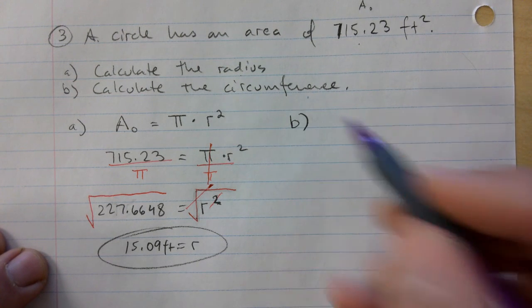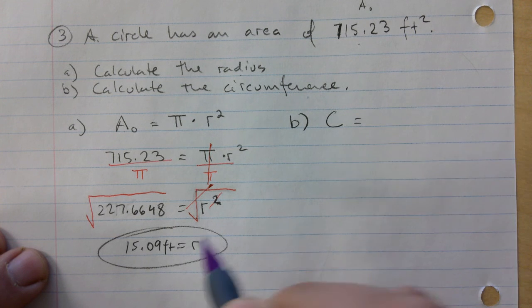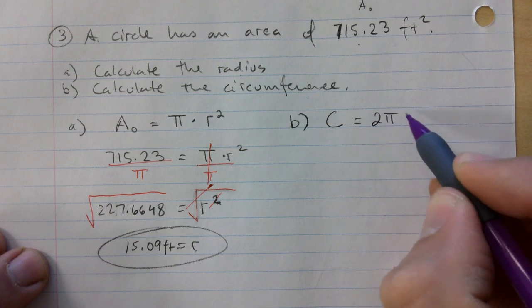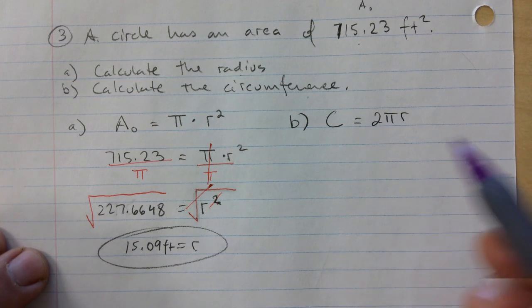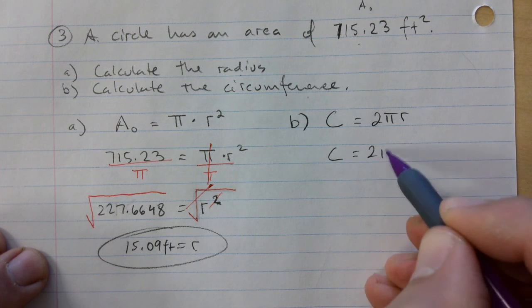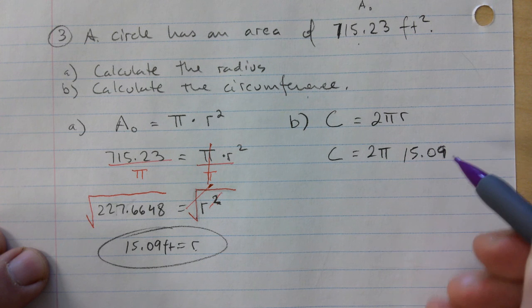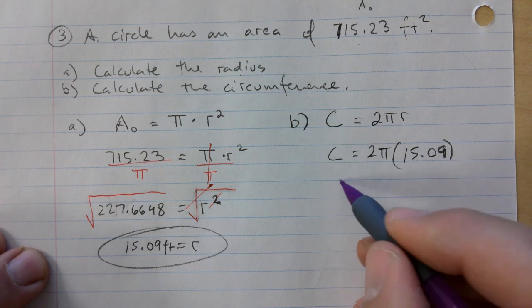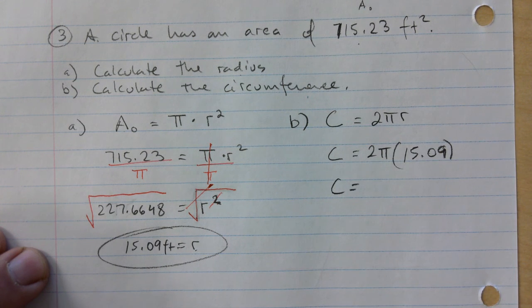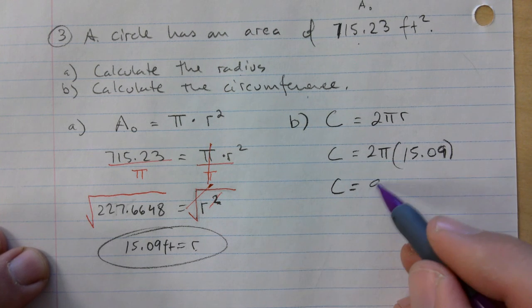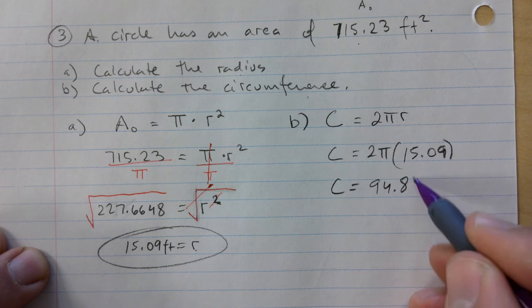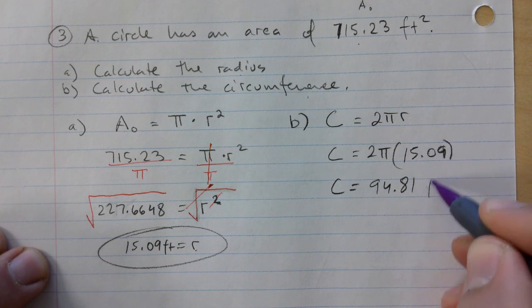B, what would be the circumference? Now that we know the radius, we know that the circumference is 2 pi r. So it's 2 pi 15.09. Notice that we can use the rounded version because this is a B part of it. We get 94.81 feet.